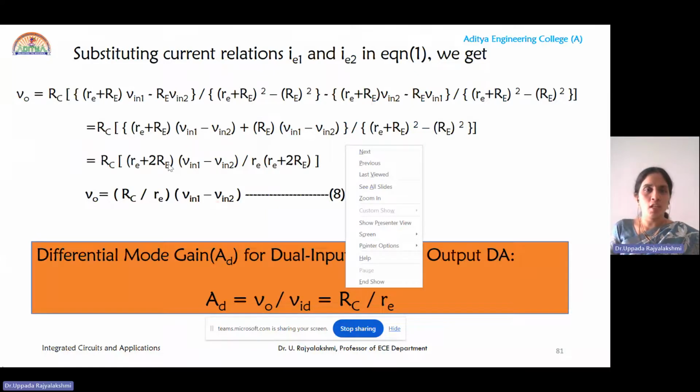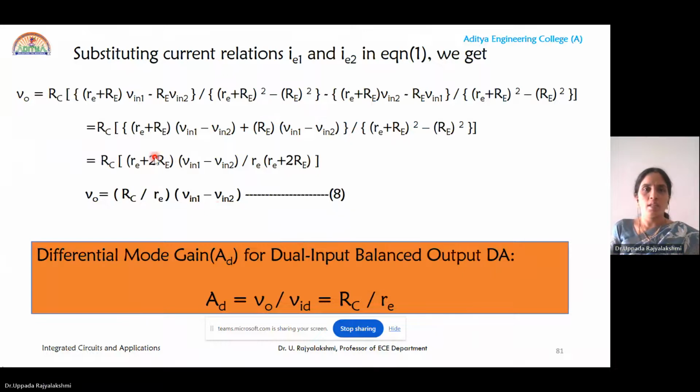So here small re plus 2 capital RE gets cancelled. Same term we have, so both get cancelled and you will get only capital RC by small re into V1 minus V2. So finally we obtain the differential voltage gain as V0 by VID, which is equal to RC by re. This is our differential voltage gain for the dual input balanced output differential amplifier.